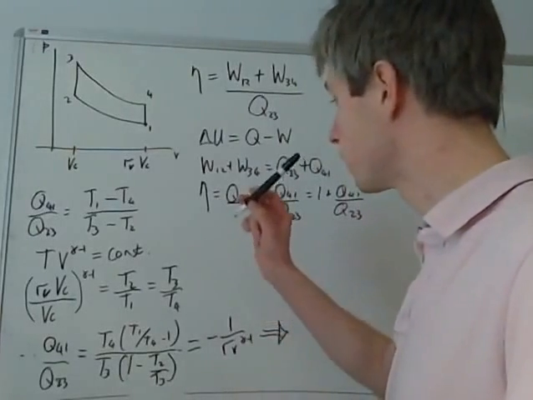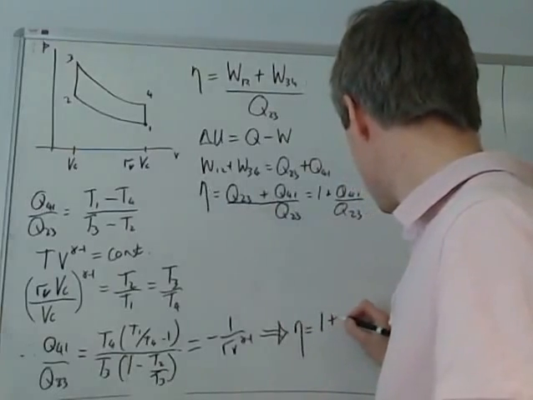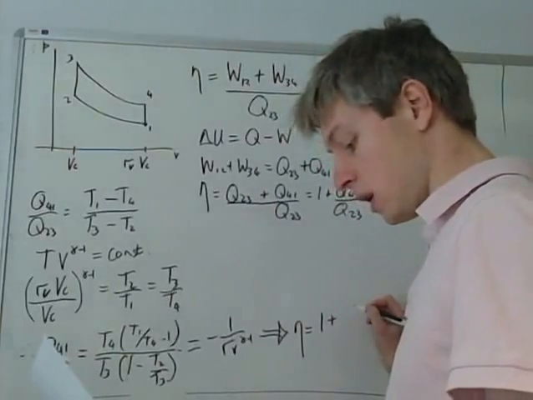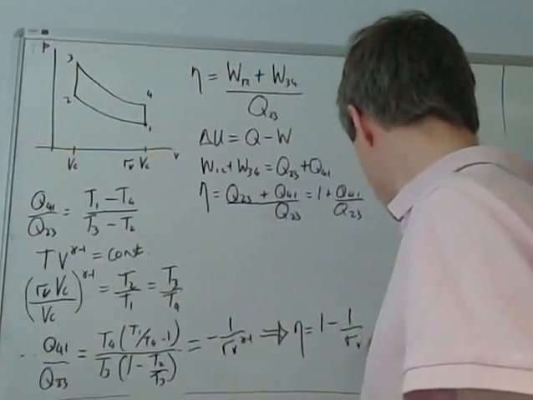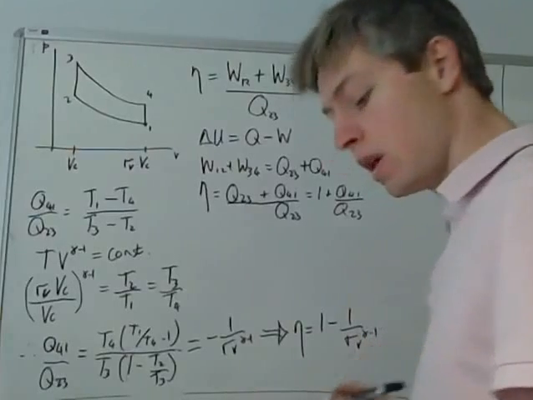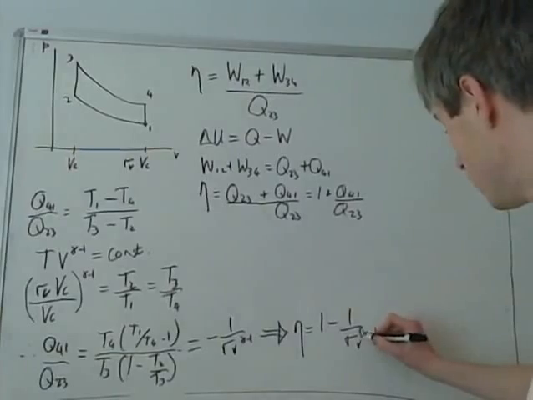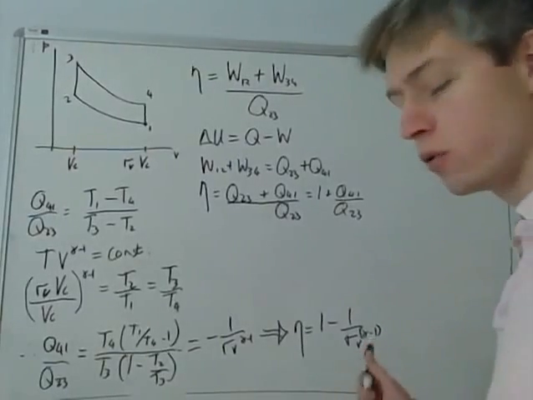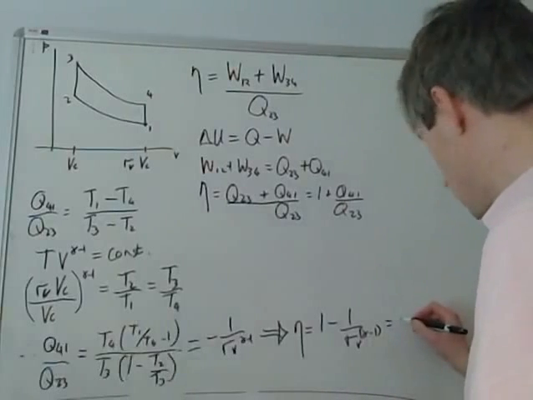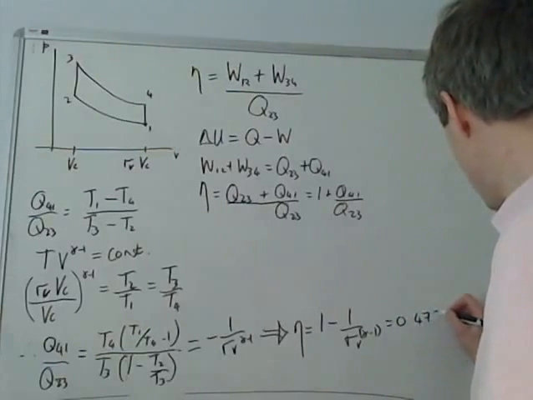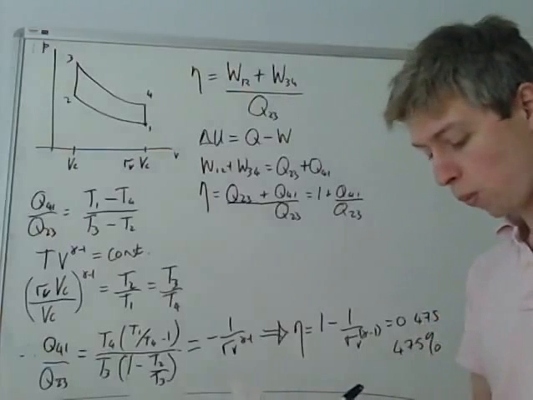what our efficiency is. If we look back to here, efficiency is equal to 1 plus, in fact it's going to be minus, so we have a minus sign here. If we put the numbers in, we know that the value of RV is 5, and for air, gamma is 1.4, it's in your data book. The value we get is 0.475 or 47.5%.